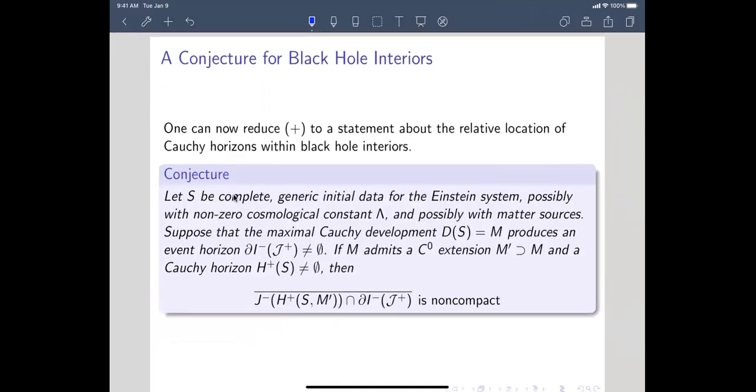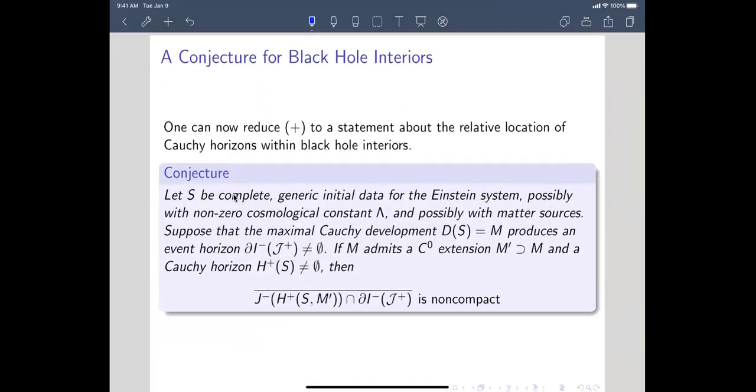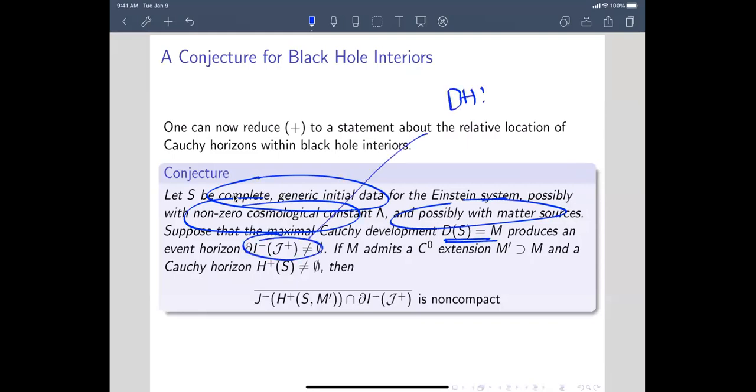So you can then say, okay, let's make a PDE conjecture out of this. If I have completely generic initial data for the Einstein system, possibly with a cosmological constant, possibly with matter, and if there's matter, sure enough, I can assume the matter's good, nice, beautiful, whatever. Then I look at the maximal Cauchy development of this, D of S, and I say this produces an event horizon. So we have a black hole, right? Then if there is a C0 extension and a Cauchy horizon, then this guy is non-compact.